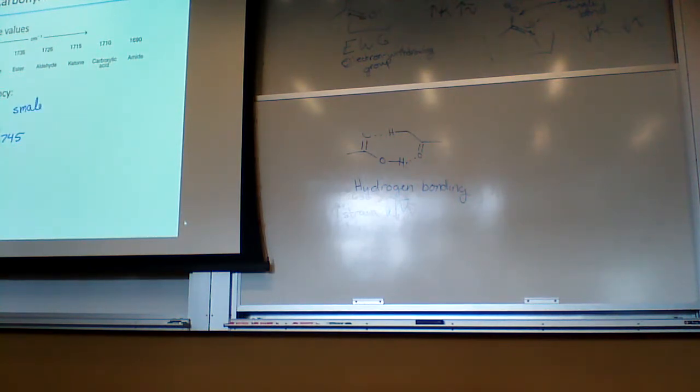Smaller ring increases the stretching frequency, and it's typically by about 30 centimeters to the minus 1 per carbon you take away. So you take away one carbon, we go up about 30. If we took away another carbon, made it a 4-membered ring, we're going to get even higher. And your book lists out all those different stretching frequencies.